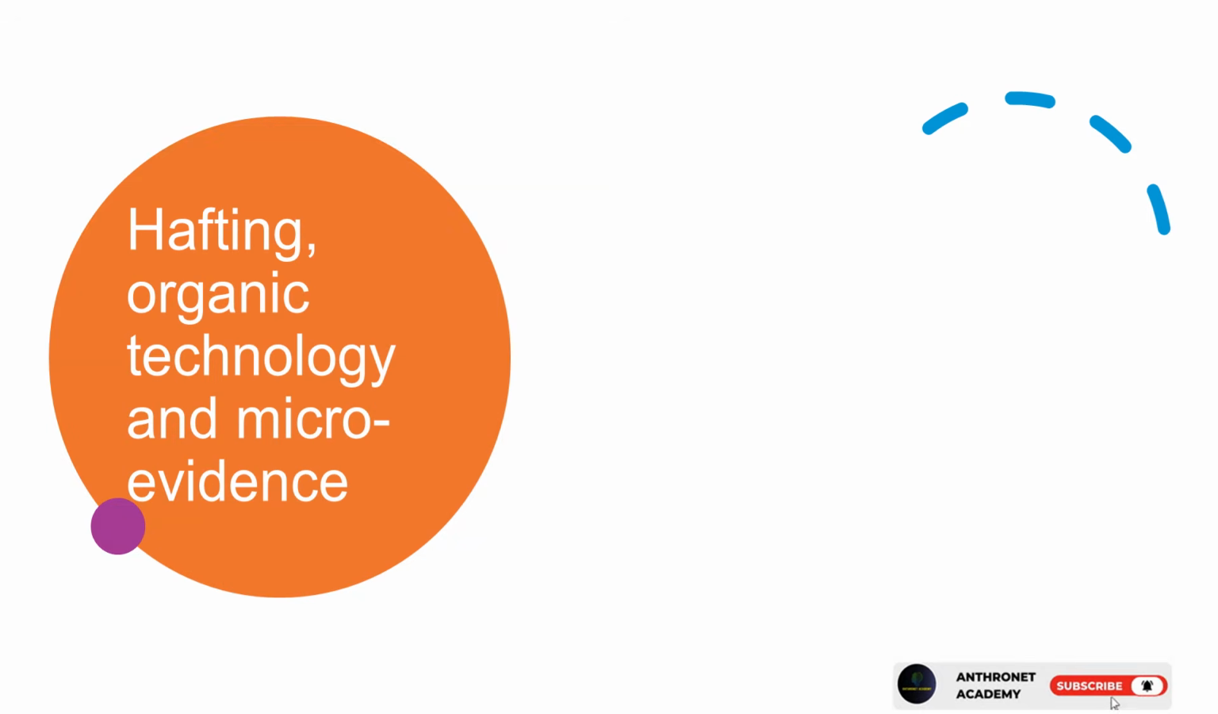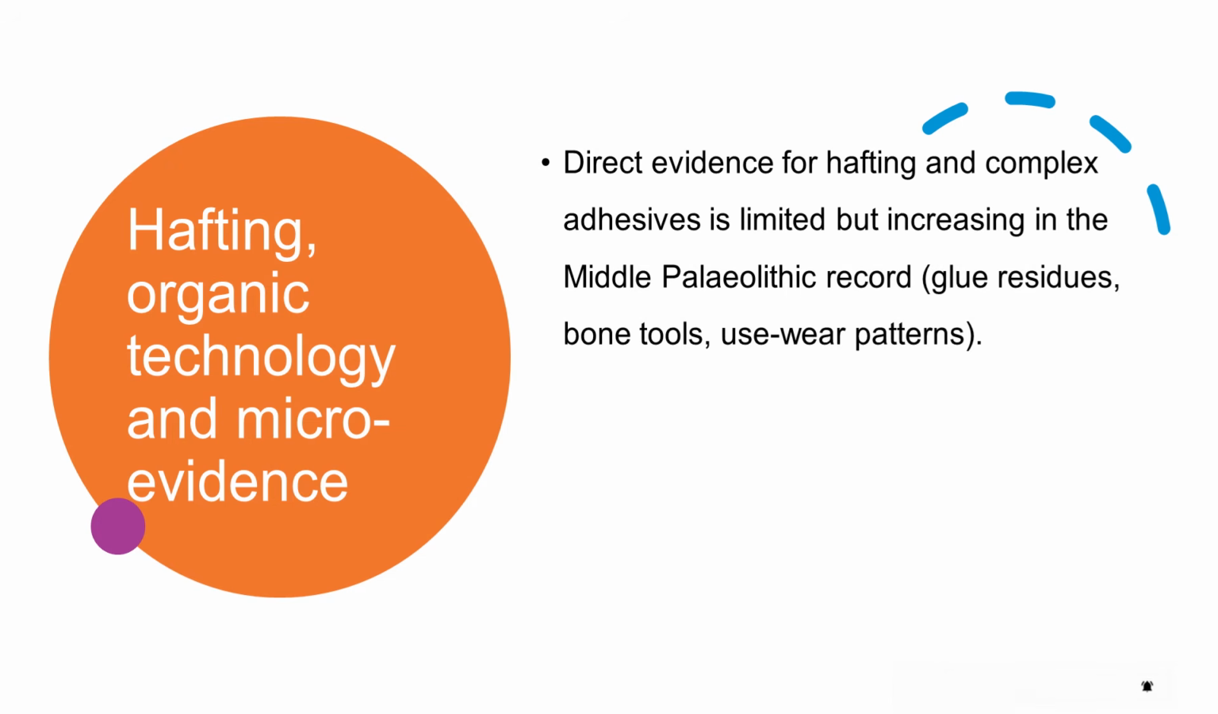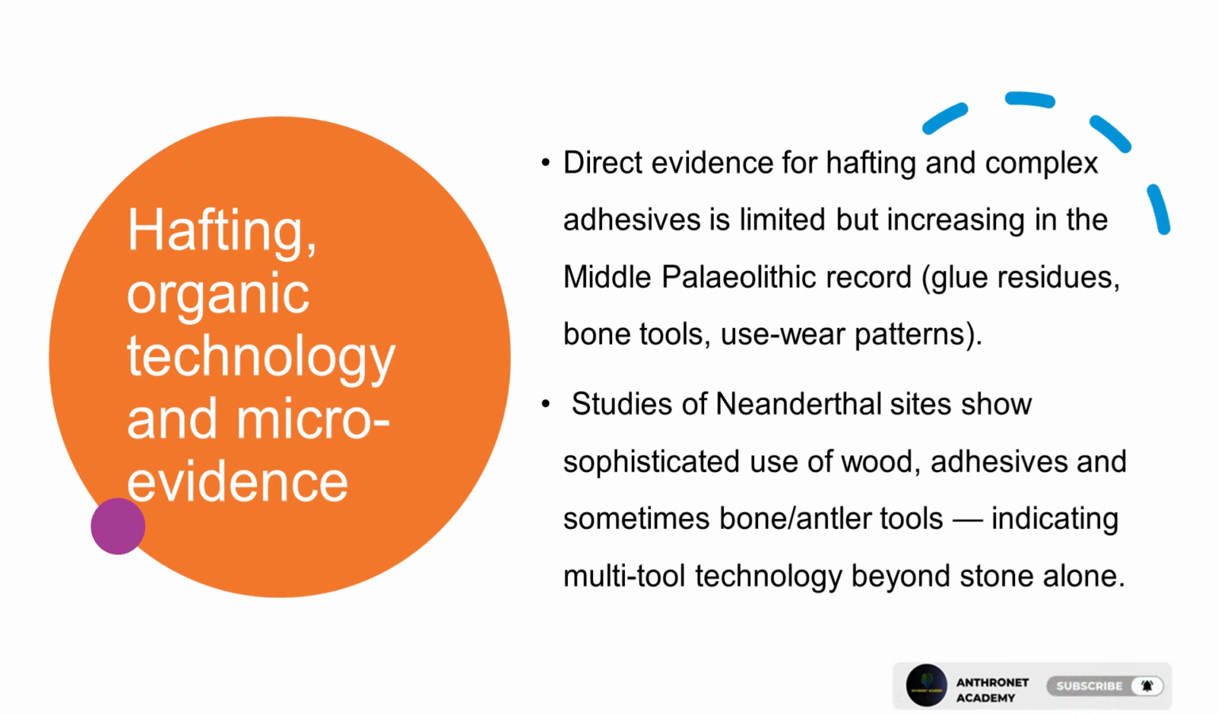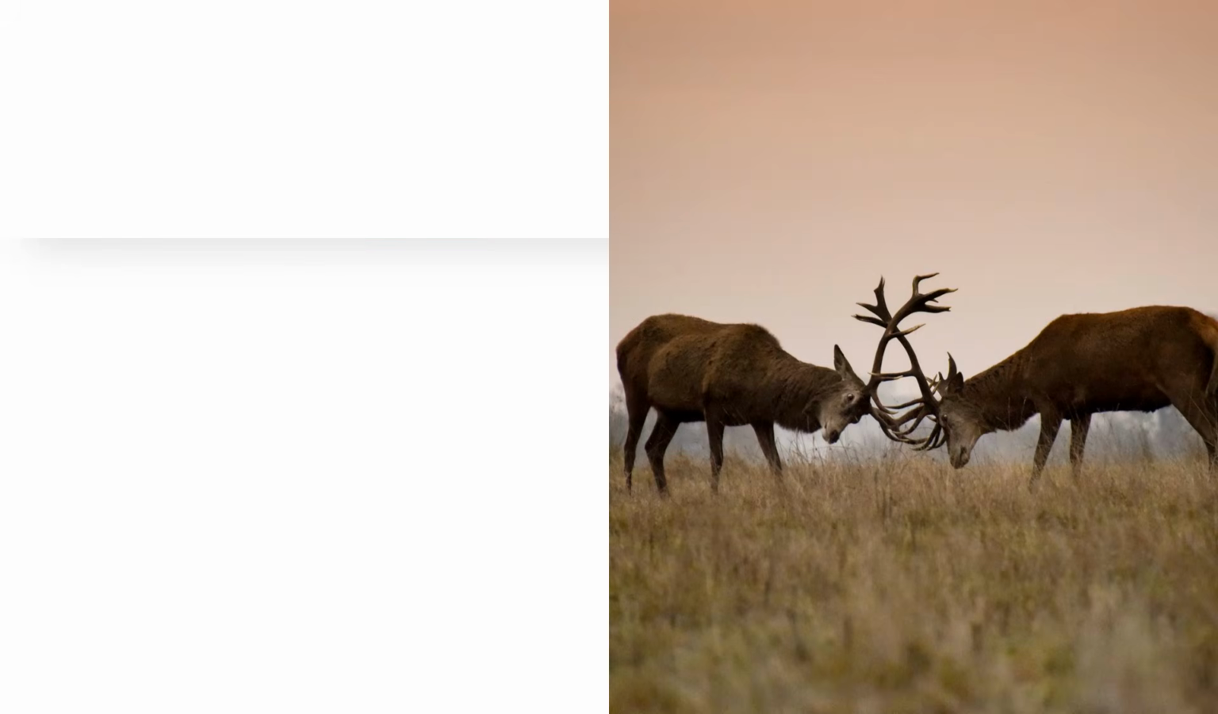Hafting, organic technology, and microevidence. Direct evidence for hafting and complex adhesives is limited but increasing in the Middle Paleolithic record: glue residues, bone tools, use-wear patterns. Studies of Neanderthal sites show sophisticated use of wood, adhesives, and sometimes bone and antler tools, indicating multi-tool technology beyond stone alone.